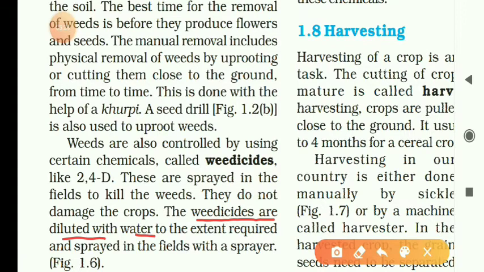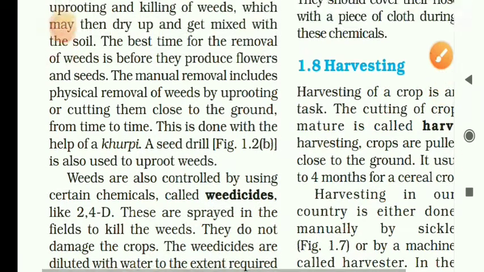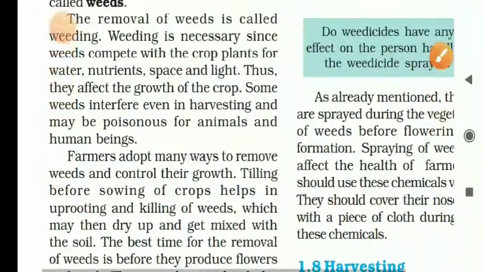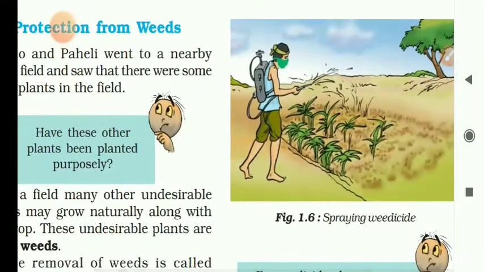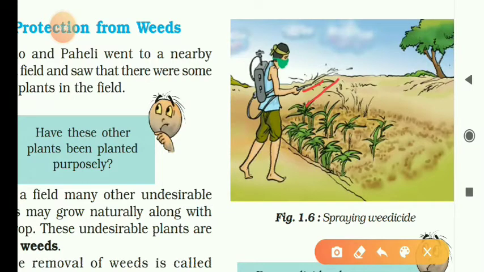You have to bring the concentration down to the extent required and spray it on the fields with a sprayer. So dilute the chemicals with water and then they are spraying. See the spraying here, how they are spraying. This is the way of spraying. And here they are storing the medicines and with the help of the tube they are spraying.